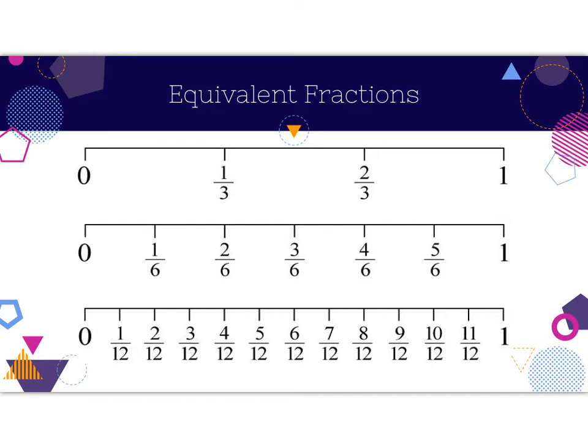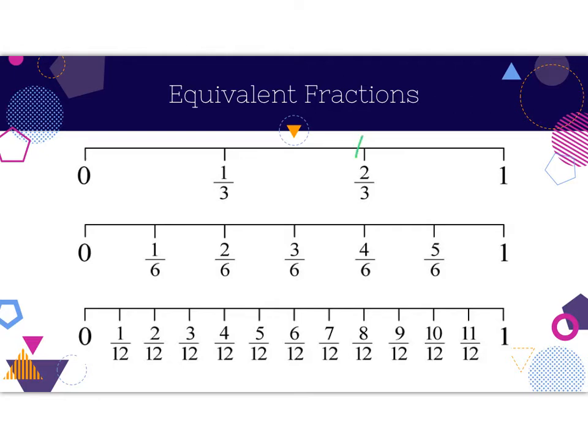We can use number lines to show equivalent fractions as well. The top number line is thirds, the middle number line is sixths, and the bottom number line is twelfths. Note, it's really important that you understand that these are all the exact same size whole.